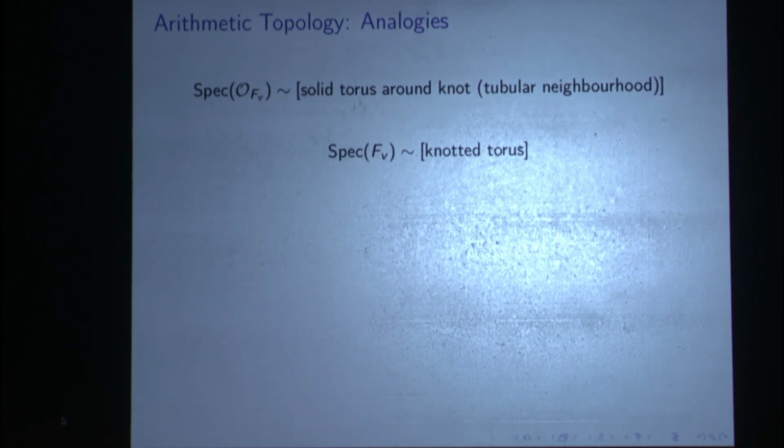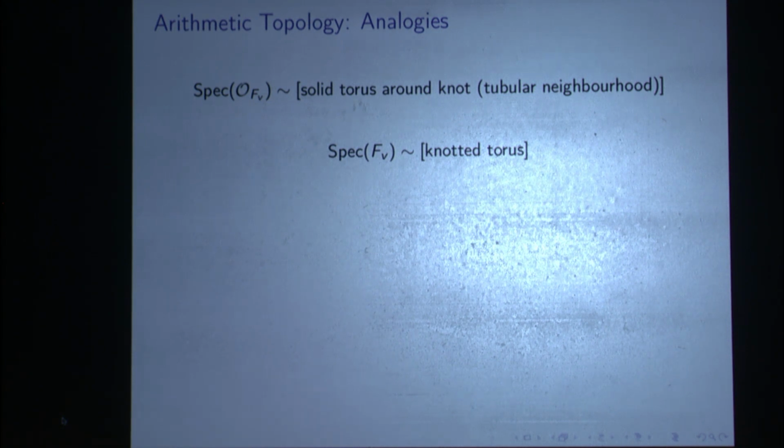Now here I'll get slightly more technical. Whenever you have one of these number fields, you can complete them at various absolute values. Whenever you pick a prime inside the algebraic number field, you can complete the field and its ring of integers. And the completion of the ring of integers is viewed as being like a solid torus around the knot, whereas the completion of the field is viewed as taking the solid torus and deleting the knot in the middle, which therefore is homotopic to the boundary. And so that's like a knotted torus. So that's the view that comes up in this analogy.